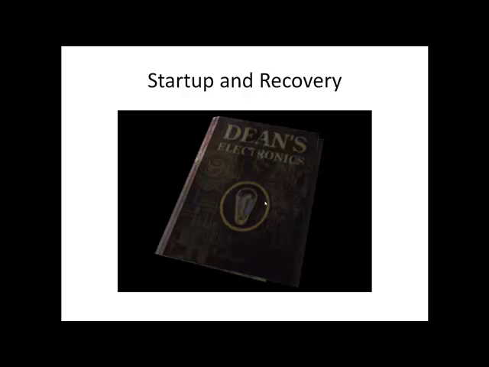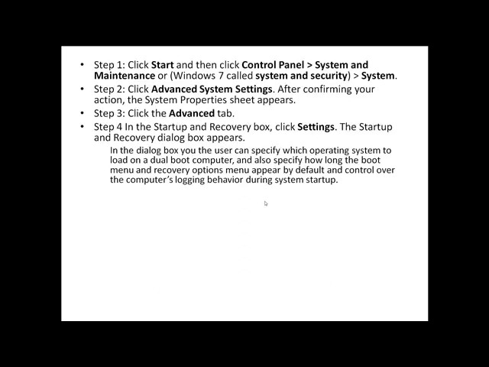Step 1. Click Start and click Control Panel, then System and Maintenance, then System. The System Control Panel will appear. Step 2. Click Advanced System Settings. After confirming your actions, the System Properties sheet appears.